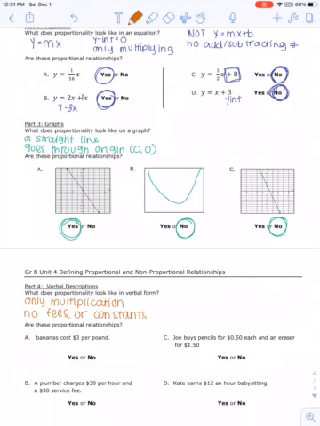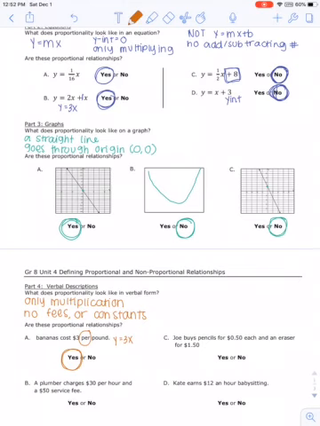For A, it says bananas cost $3 per pound. The only key word that indicates an operation here is per, and we know that means multiplication. So that would be y equals 3x. I'm not adding anything, I am only multiplying, so yes, that is proportional.